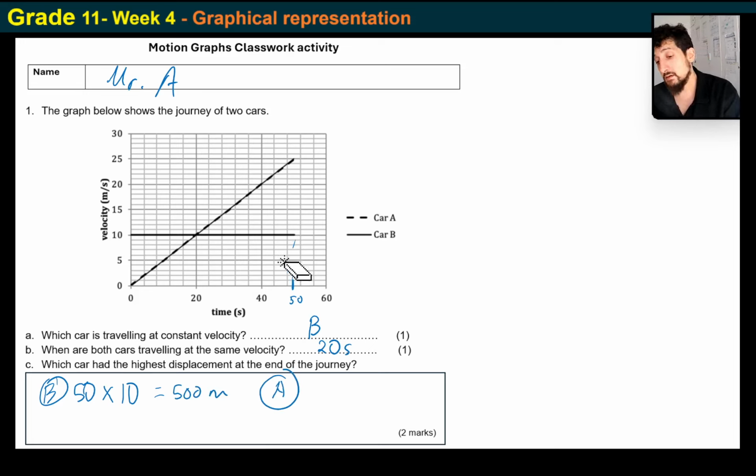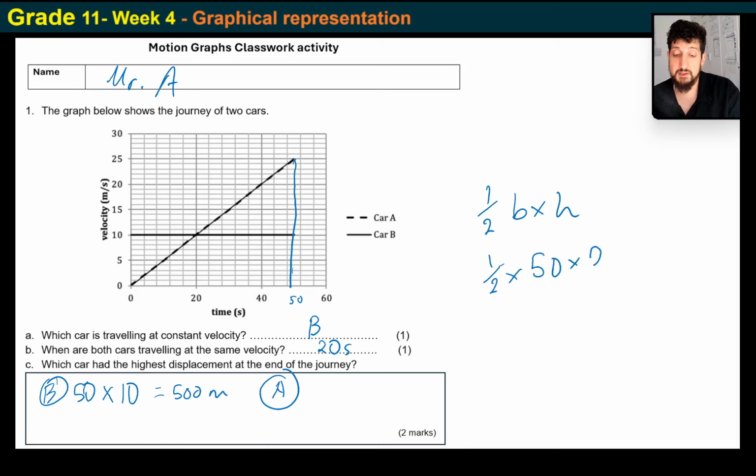Car A, the journey is shaped like a triangle. Half base times height means it's going to be half times 50 multiplied by 25, which equals 25 by 25, which is 625 meters.